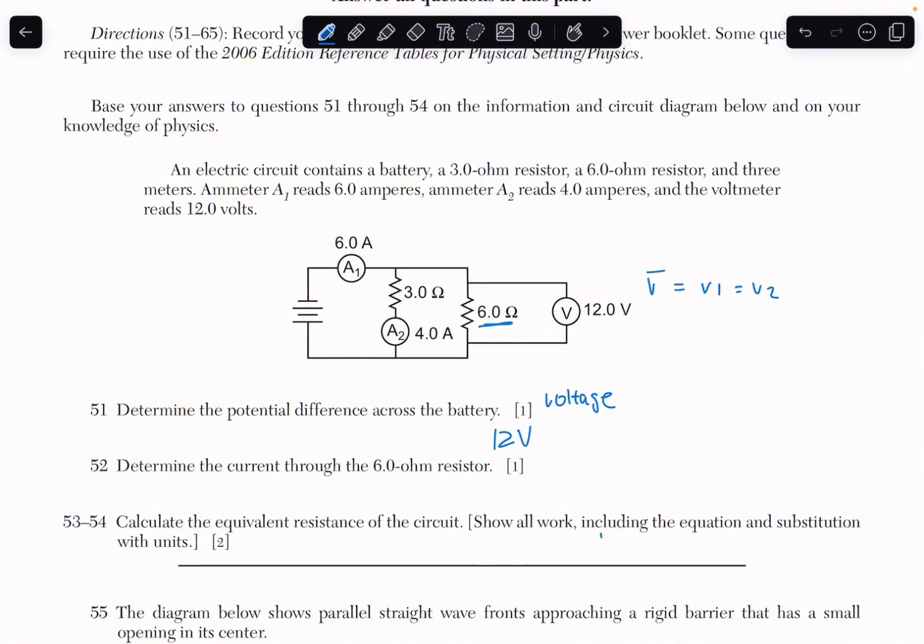52. Determine the current through the 6 ohm resistor. So we have both the voltage and resistance, we just need to find the current. We could just use the equation R, or resistance, equals V over I, voltage over current. So our R is 6 ohms equals 12 volts over I. And after we finish calculating that, we're going to get a current of 2 amps.